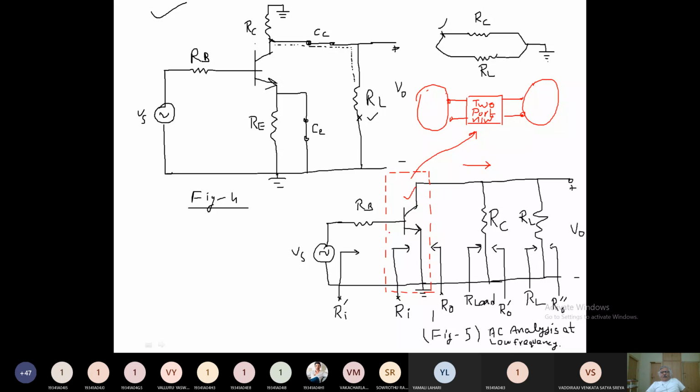So what are the various parameters of this? If we are able to calculate this, then externally connected things can very easily be solved, if we know the parameters of the internal transistor. That parameter calculation we will do with the help of different models. One model is the H parameter model, and another model is the hybrid pi model. So we will now look into those things.